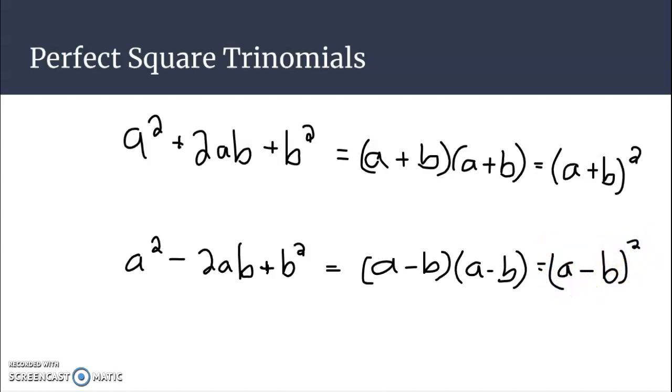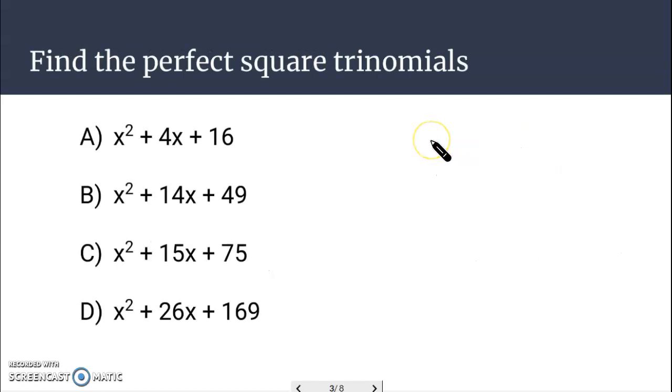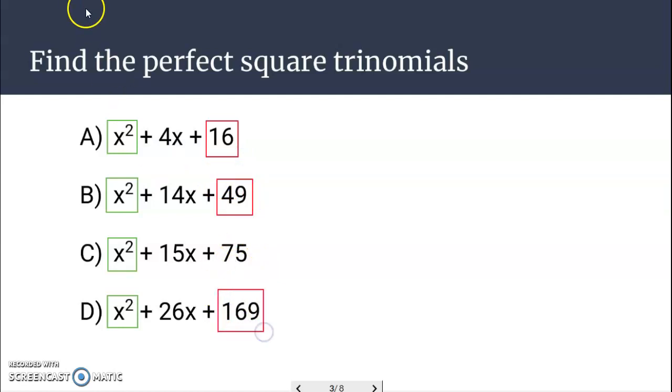All right, so our first exercise here, let's just work on finding the perfect square trinomials. Remember, we're trying to look for perfect squares at the beginning and the end. So yeah, x squared is a perfect square. So right away that makes all 4 of these candidates for perfect square trinomials. Look at the last terms. We have a 16 here, that's a perfect square. 49 is a perfect square. 75 is not a perfect square, but 169 is. So we can mark out C. It's not going to be a perfect square trinomial.